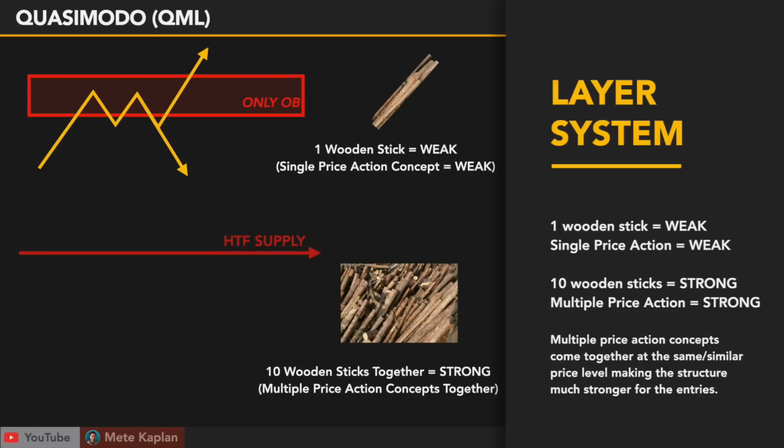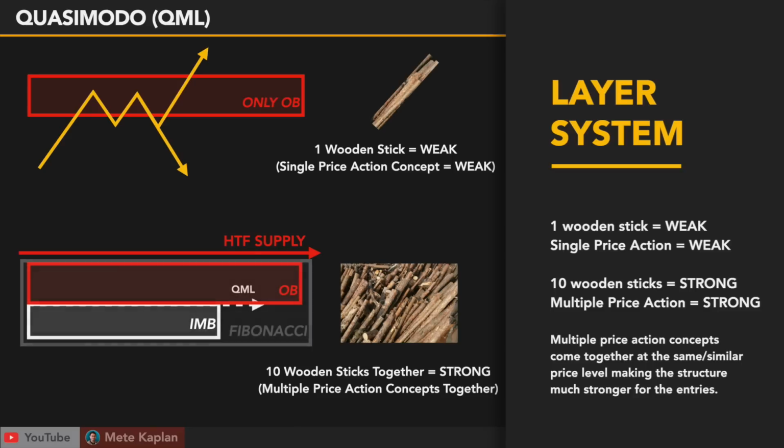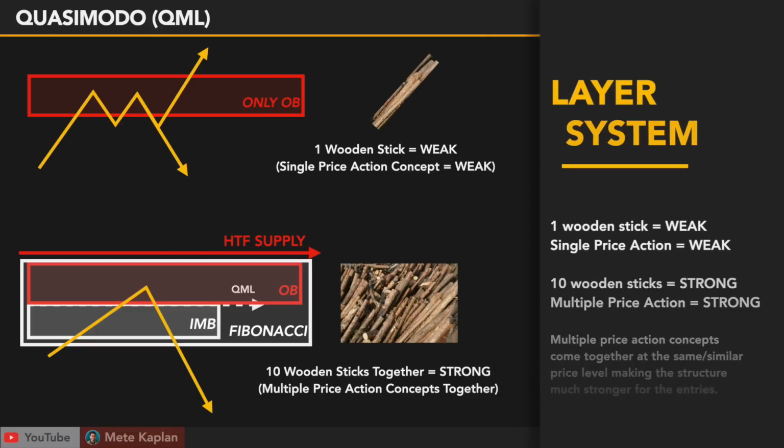Imagine high time frame supply area, order block, imbalance, Quasimodo, Fibonacci, all in around the same price level. It does not have to be exact price level, just a similar price level. It will be super strong and it will give you much better entry and success opportunities. This is why I combine many things together in my trades.